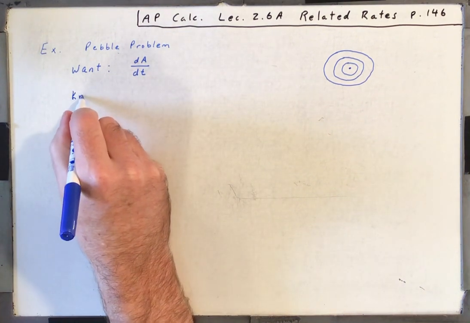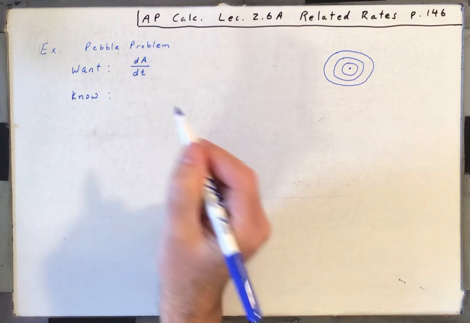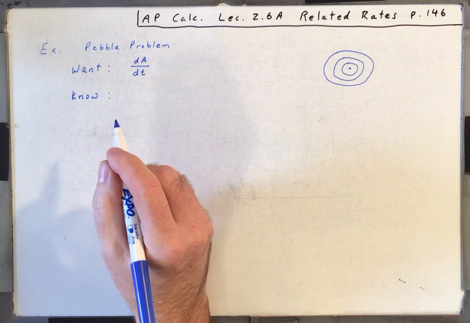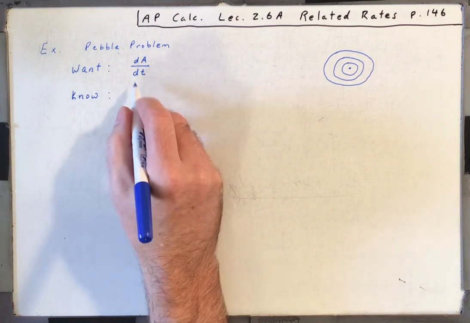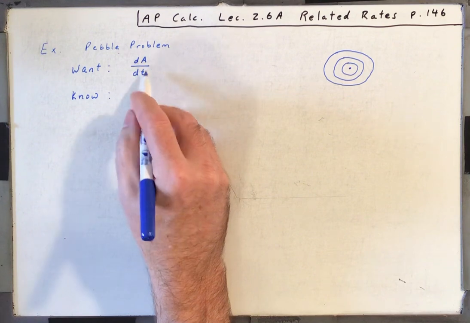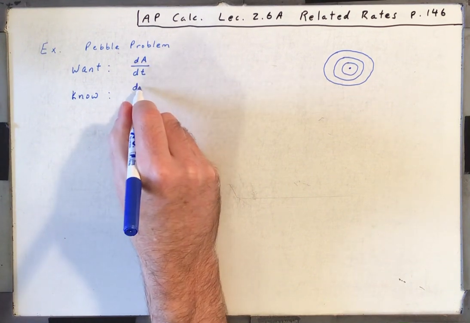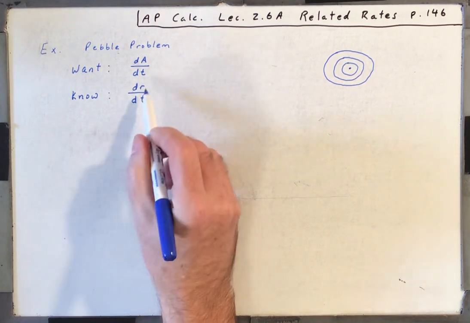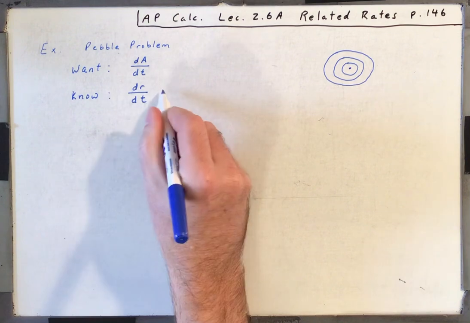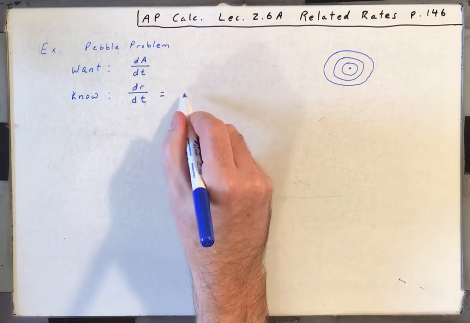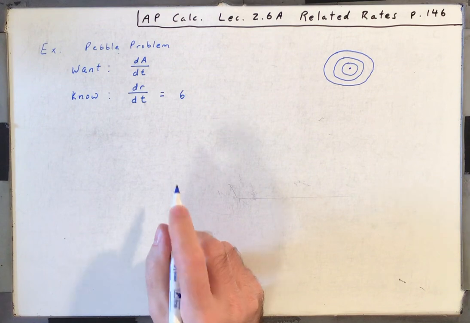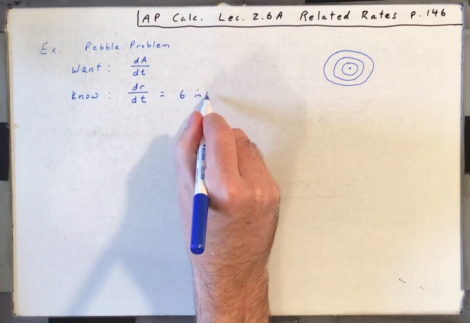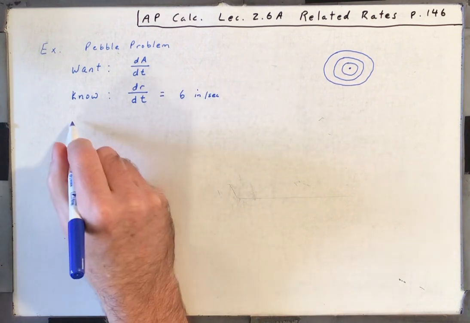What do we know? All right, if you look at the problem, the radius is increasing at a rate of 6 inches per second. We use A for area, we're going to use r for radius. So we know dr/dt, the change in radius with respect to time, is equal to 6. So 6 inches per second. If you want to put the units, we can. It's equal to 6. Now relate.